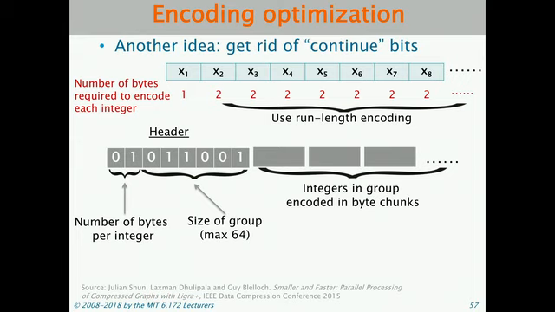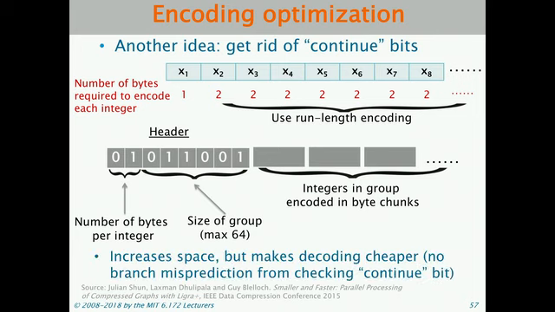And now all of the integers in this group will just be stored after this header byte, and we know exactly how many bytes they need to decode, so we don't need to store a continue bit in these chunks. This does slightly increase the space usage, but it makes decoding cheaper because we no longer have to suffer from branch mispredictions from checking this continue bit.